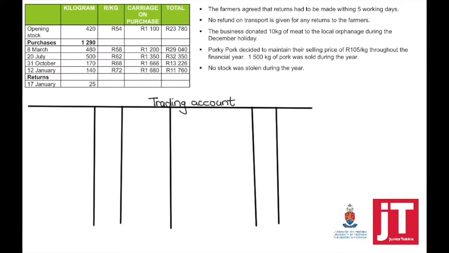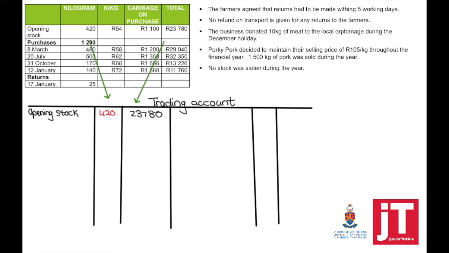Now, if you look at the information and the questions which are asked, there are normally typical questions which are asked in tests and exams. For example, calculate the value of your closing stock, calculate the cost of sales, calculate the sales, calculate the gross profit. So I'm going to show you how I can get all of those answers by looking at the trading account. And we look at the trading account using the periodic inventory system method.